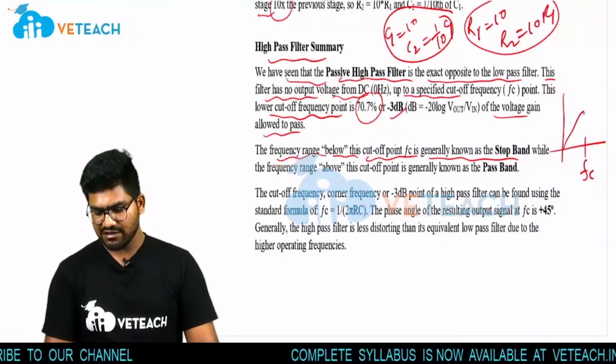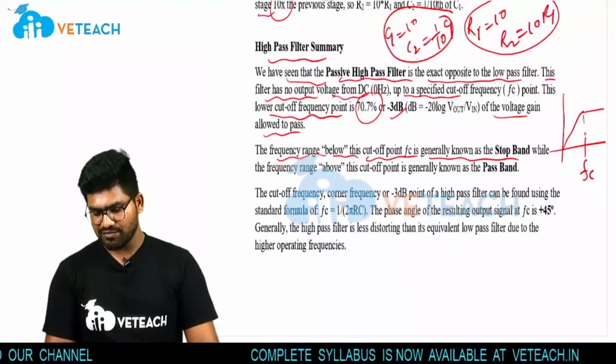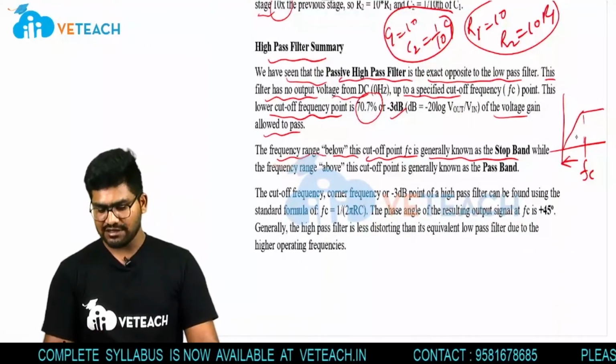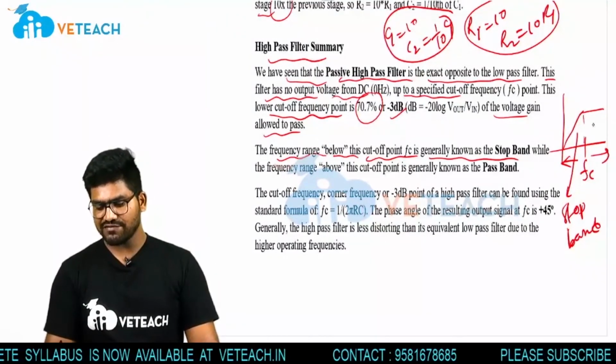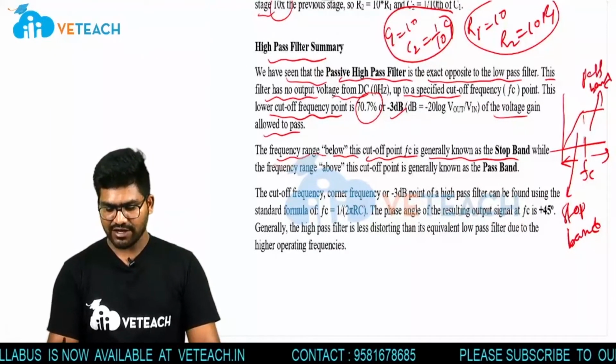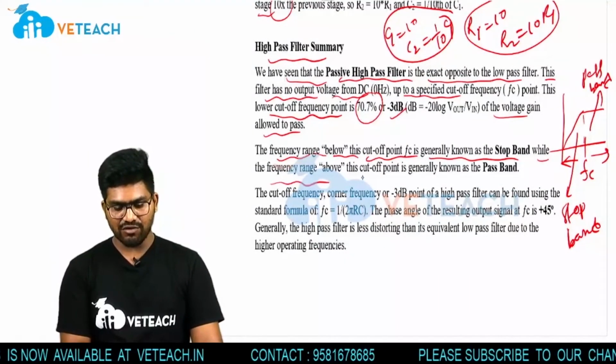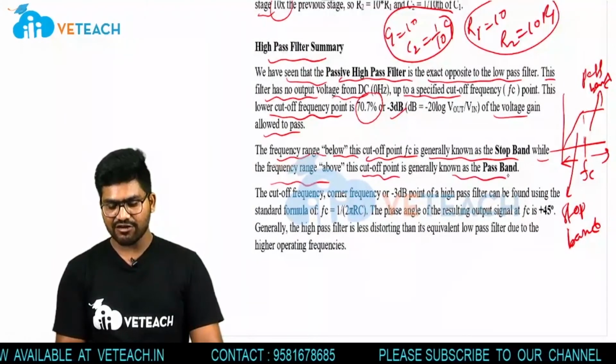So this is my high pass filter graph. Below this Fc is known as the stop band region. After Fc, it is known as the pass band region. The frequency range above this cutoff frequency is generally known as the pass band.